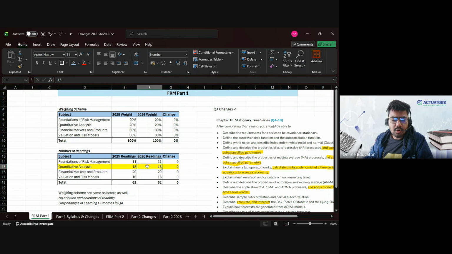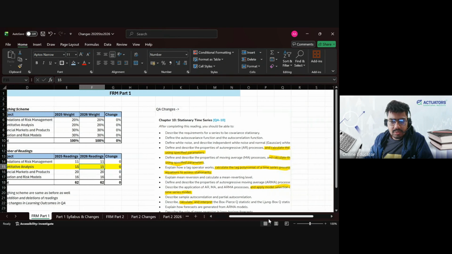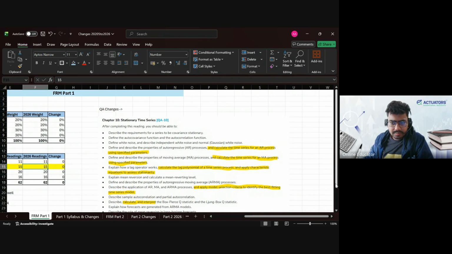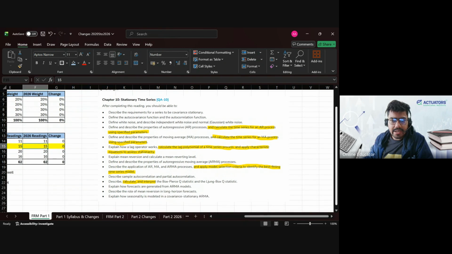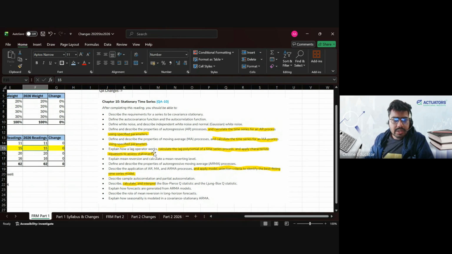So there's a small change in quantitative analysis in learning outcomes. The wordings of learning outcomes have changed. So what are the wordings that have been changed? Here you can see the highlighted portions that have been newly added in 2026. Initially, it was only define and describe AR process, define and describe MA process, and explain lag operator works. But now they have introduced more to it.